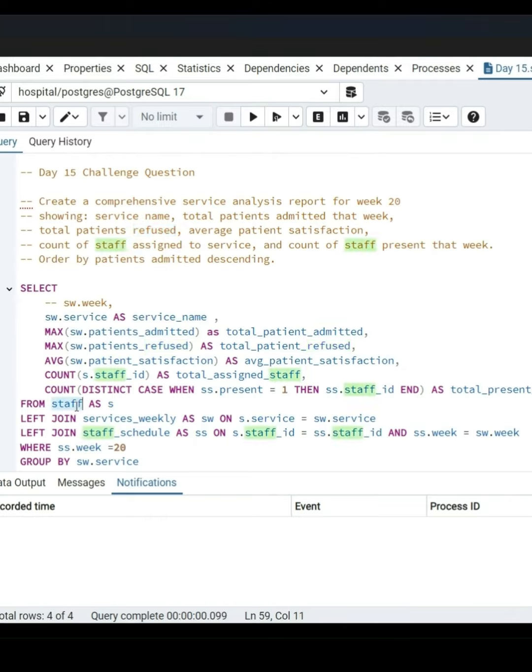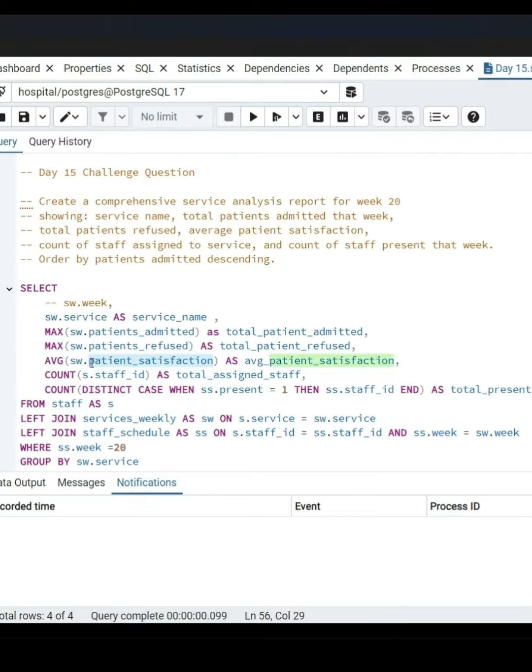First of all, I simply join the staff table with the service weekly table on the service. And from the service weekly table, I have taken the information like the service name, max of patients admitted, max of patients refused, as total patients admitted, total patients refused. I have taken a max here because in the service weekly table, we have weekly data for each service. Instead of using a count or summing the data, we already have the data on a weekly basis. So that's why I only use the max function, which gives us an accurate result.